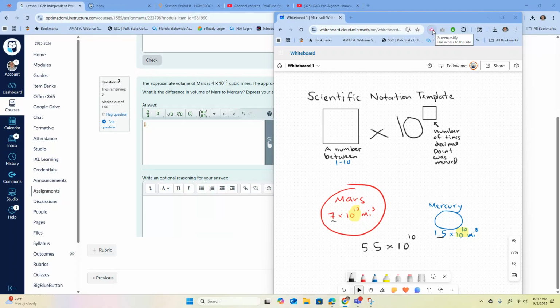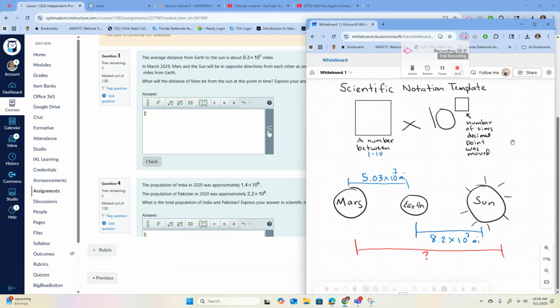Let's go to question 3. All right, in question 3, they told you that the Earth, again, I'm changing the numbers of the problem, but the problem that I'm describing with different numbers is basically the same type of problem you're going to have to answer. They tell you that the Earth is 8.2 times 10 to the 7th power miles away from the sun.